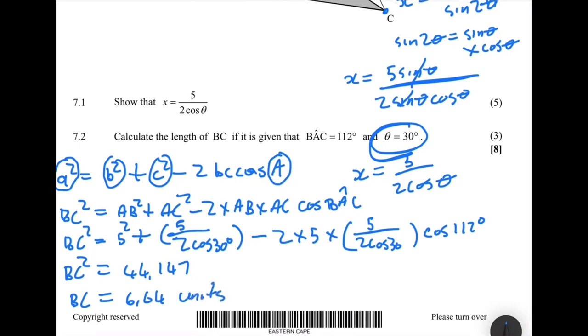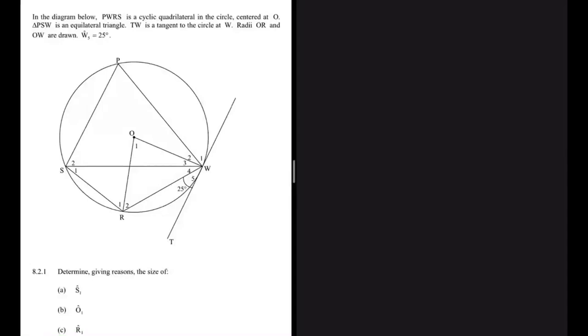6.64 units. When it comes to cyclic geometry, getting the keywords right from the statement is the most important thing, because with the keywords, you are then able to answer all the questions.